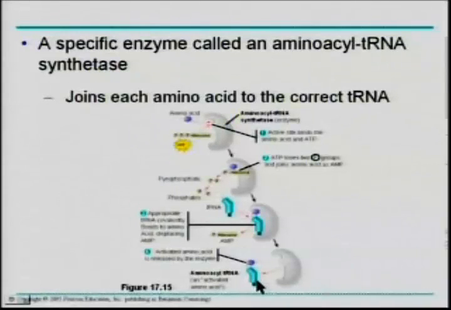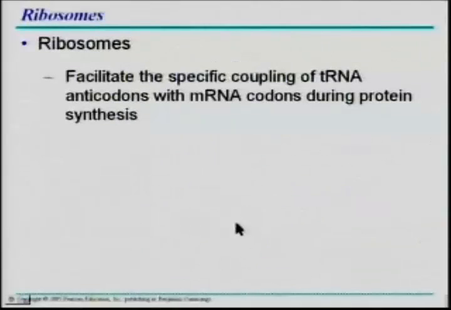So linkage of the tRNA to the amino acid is an endergonic process that occurs at the expense of ATP, and the ATP loses 2 phosphate groups, becoming AMP, adenosine monophosphate.